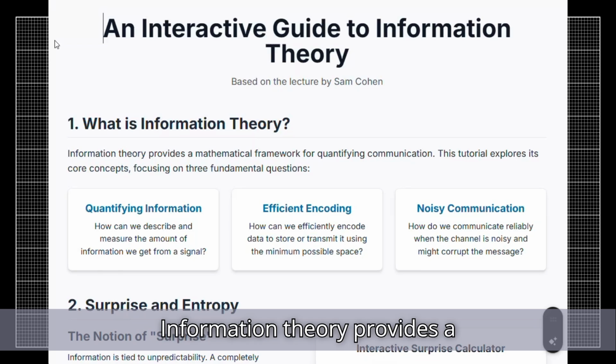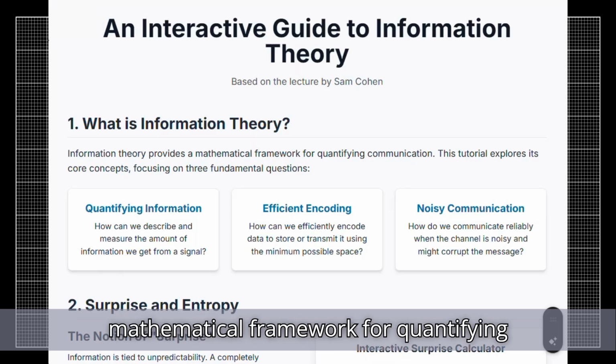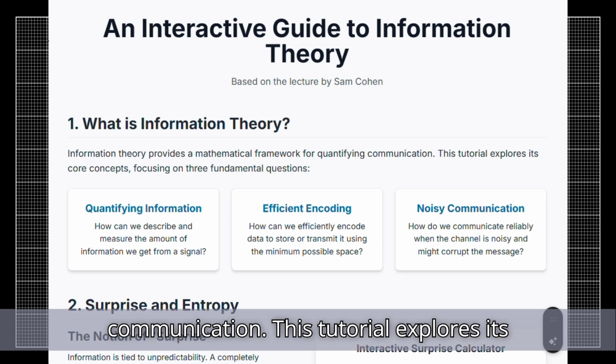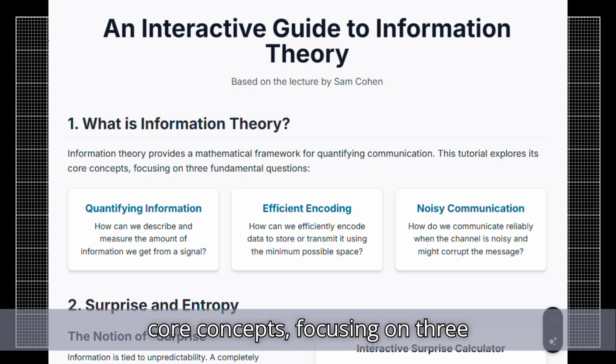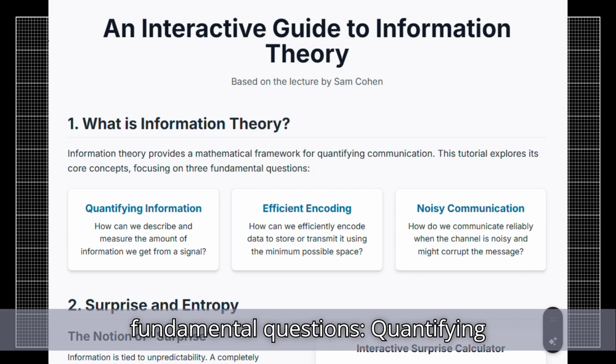Information theory provides a mathematical framework for quantifying communication. This tutorial explores its core concepts, focusing on three fundamental questions.